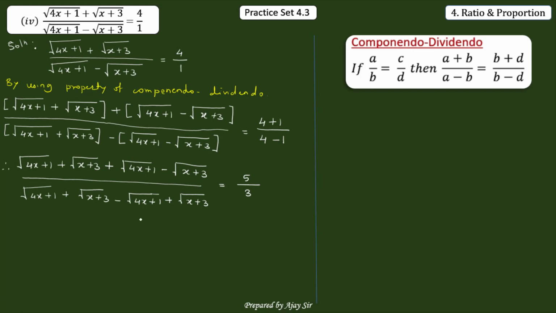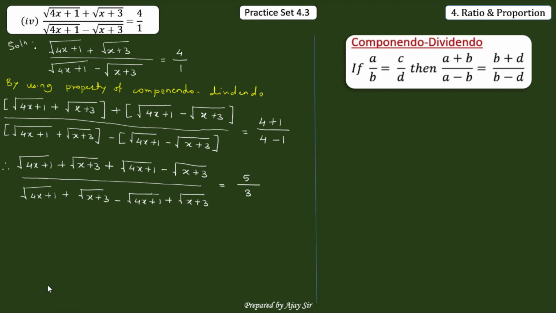Now again let us observe the numerator and denominator. Is there any plus minus term? Yes, see here there is a minus term, here there is a plus term, here also a minus term, and here a plus term. So these plus minus terms get cancelled.